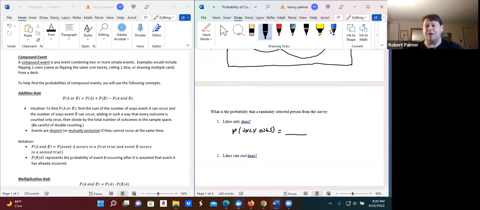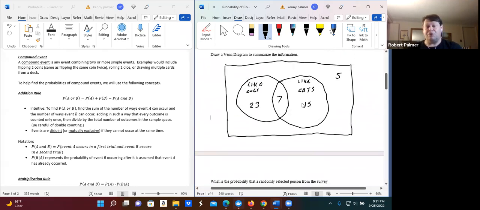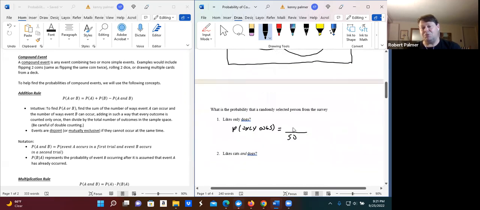Okay, let's think about that. So we know in terms of people, there are 50 total people in the survey. Now, the ones we're looking for are the ones who like only dogs. How many of those are there? We know there are 23 of them. So our probability then is 23 out of 50. And once again, you can also divide that, and that's 0.46, which is equal to 46%. So 46% of the people in the survey like only dogs.